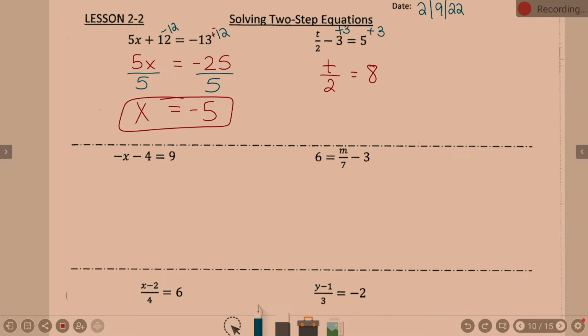I'm not undoing a divide if I divide again. What's the opposite of dividing by 2? Multiplying. Multiplying by 2. So since this is t divided by 2, I'm going to multiply by 2. If I multiply the left by 2, we're going to multiply the right by 2.